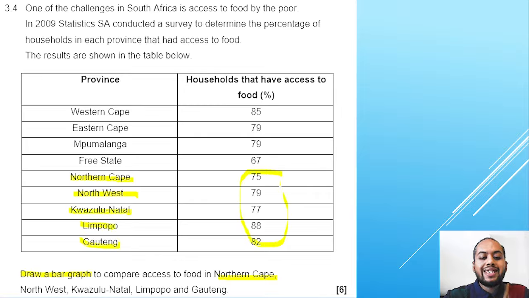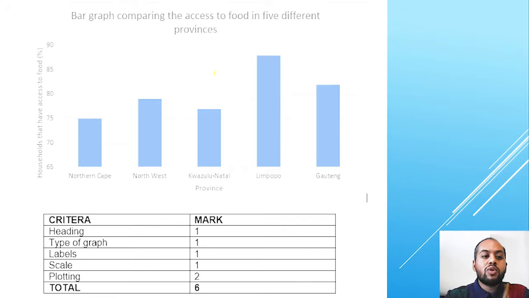We are only plotting the graph for those provinces. If you plot the graph for all the provinces, you will lose marks because the question is specific as to which provinces they want you to plot. The first column is always going to be the independent variable, and the second one will be the dependent variable. We need to make sure we are drawing a bar graph. So the answer to the question will be as follows.